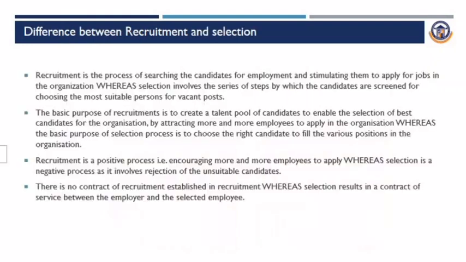Next we shall discuss the difference between recruitment and selection. Recruitment is the process of searching for candidates for employment and stimulating them to apply for a job in an organization, whereas selection involves a series of steps by which the candidates are screened for choosing the most suitable persons for the vacant post.